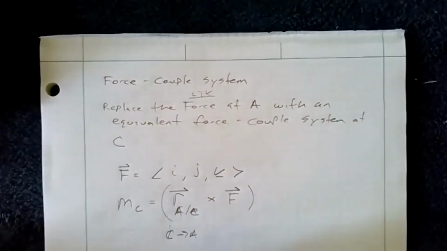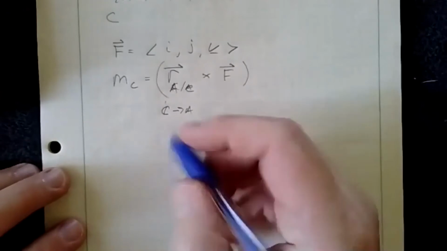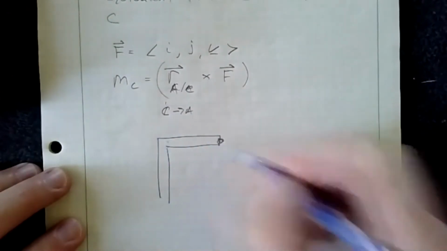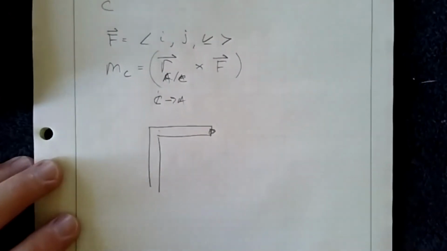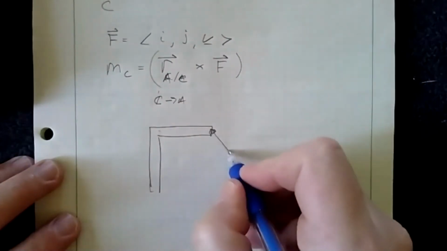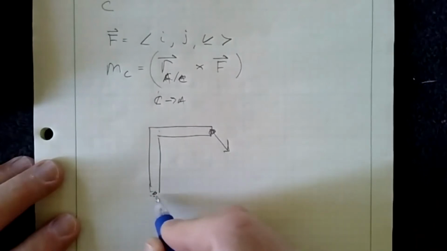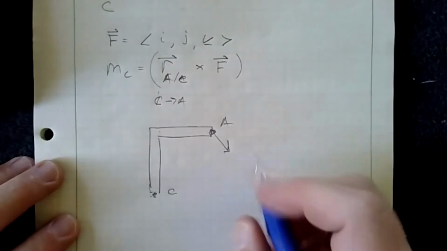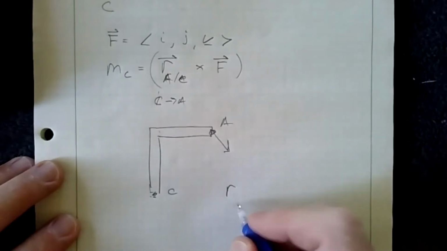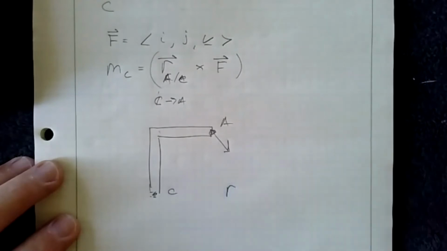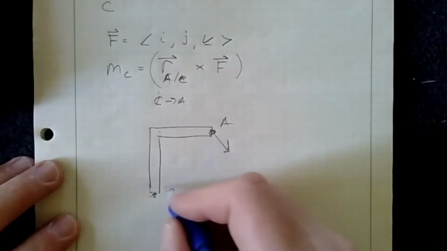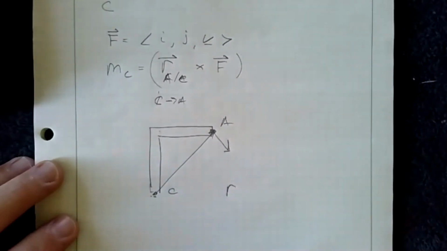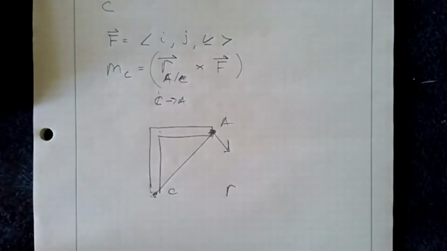So always go to the force. If you have something where this is where your force is, that's where you want to go to, and that's A and that's C, then your vector is always going to be R C relative to A. So you're going to go from here to here. Okay? Remember that. All right.